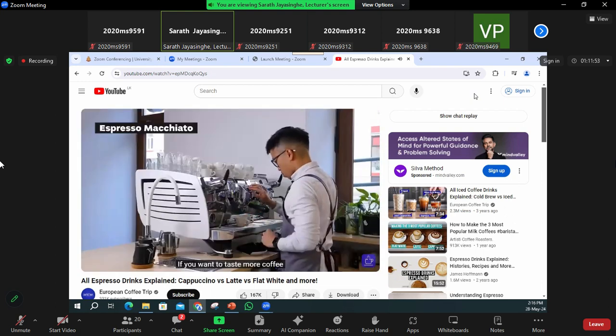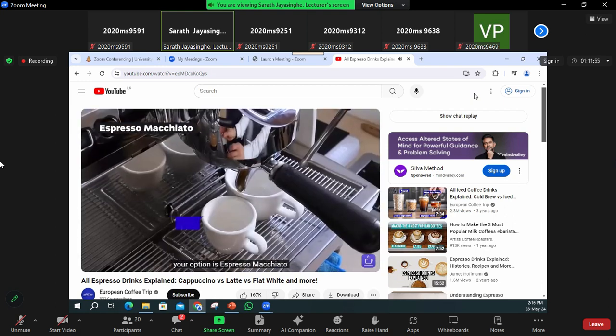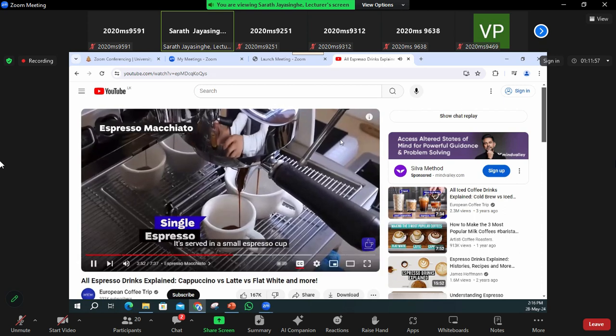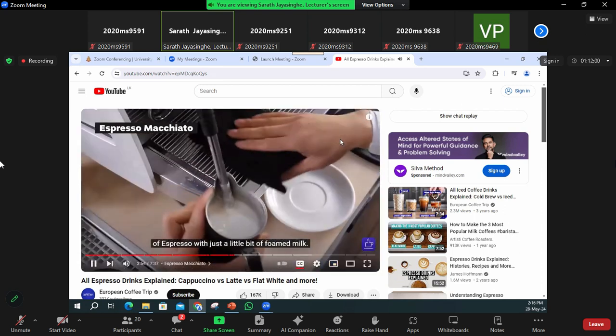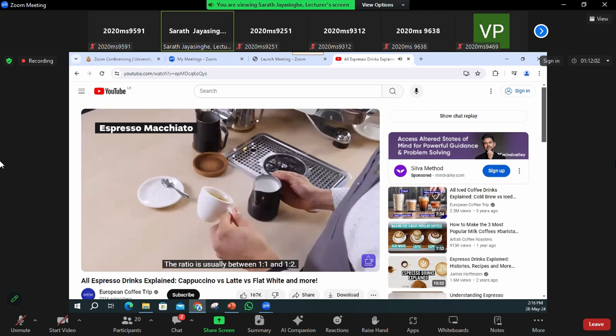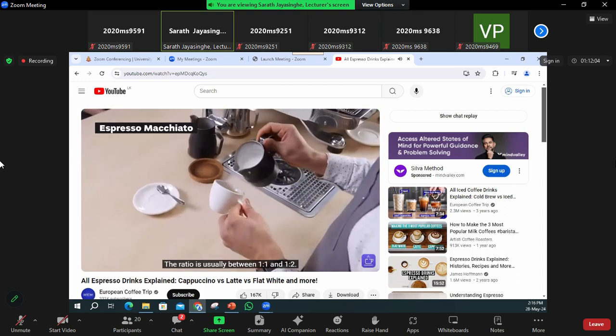If you want to taste more coffee, your option is espresso macchiato. It's served in a small espresso cup where you mix a single shot of espresso with just a little bit of foamed milk. The ratio is usually between 1:1 and 1:2.